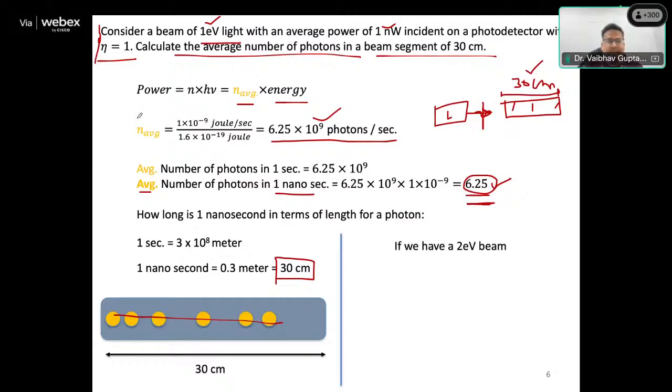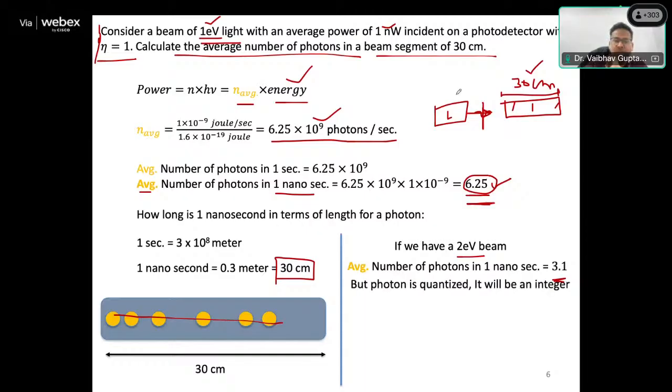Now rather than 1 eV, if I take a 2 eV beam, so I increase the energy. Here not 1 eV, but I have made it 2 eV. So now the energy has increased. And now how many photons will there be? We can do the same math, and what we will find is that the average number of photons is reduced. So now it's 3 photons. So within a segment of 30 centimeter, with the same laser of 1 nanowatt of power, but the energy is 2 eV, the average number of photons is 3.1.